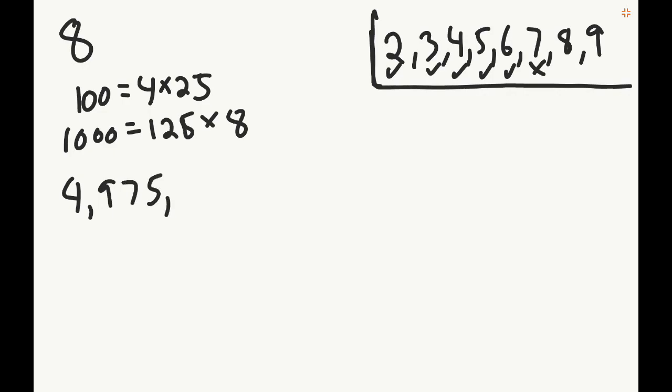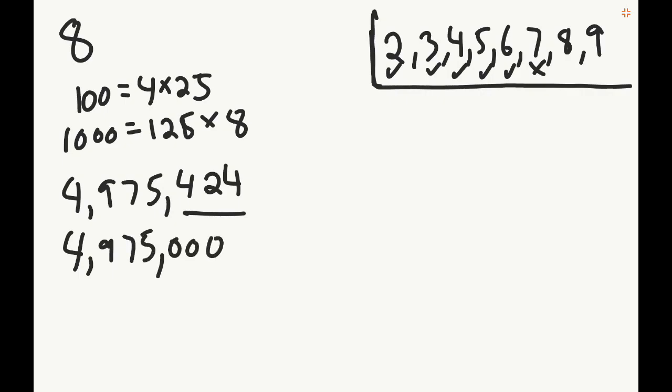4,975,424. Okay, for 8, the trick would be you only have to look at the last 3 digits, because you know that 4,975,000 is a multiple of 8 because it's a multiple of 1,000. It has 1,000 in it, therefore it has 8 in it. And then look at 424. Oh, well, of course, I know all my multiples of 8 all the way through 1,000, right? No, I don't.